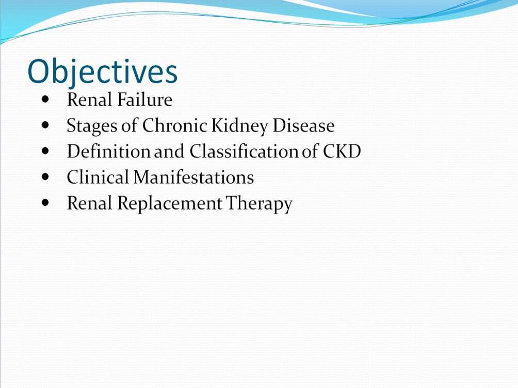The objectives for today's study include as follows. First, we'll try to define what chronic kidney disease means. Then we'll go into what are the different stages of chronic kidney disease. Then comes the classification of chronic kidney disease, which essentially talks about the causes. Then what are the manifestations of this chronic kidney disease, and then we'll talk about the treatment options, the major part of which is renal replacement therapy.